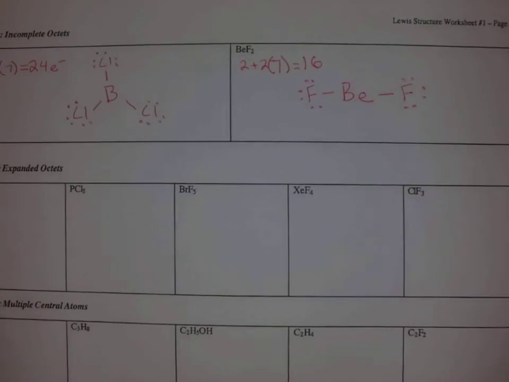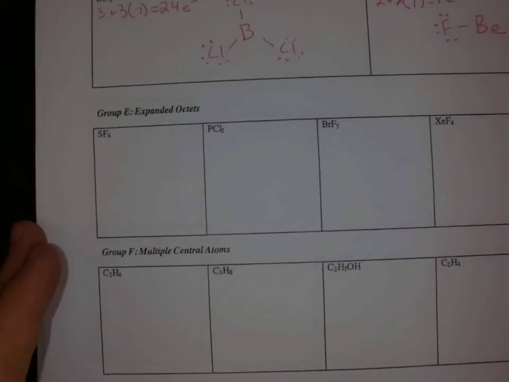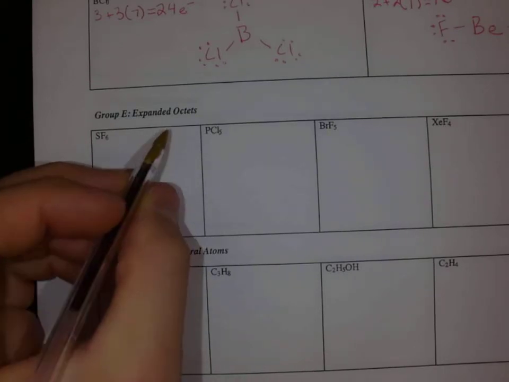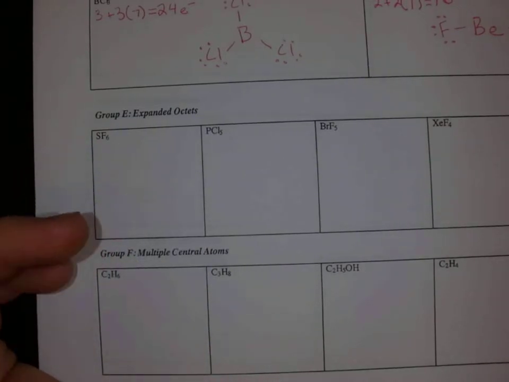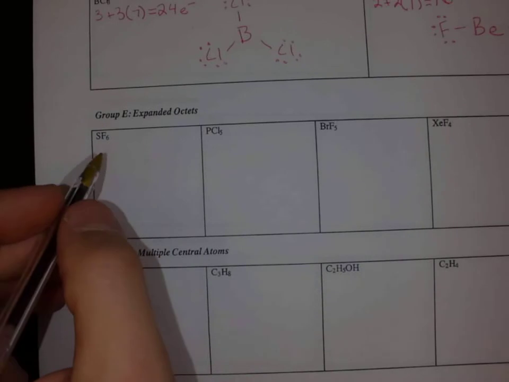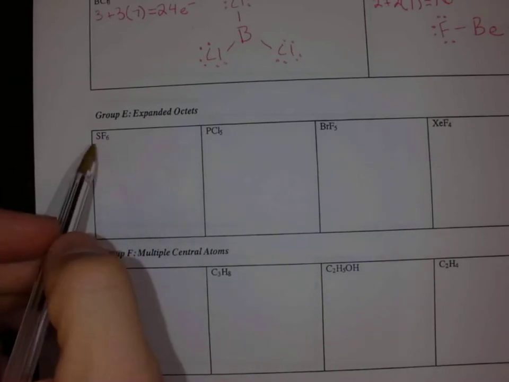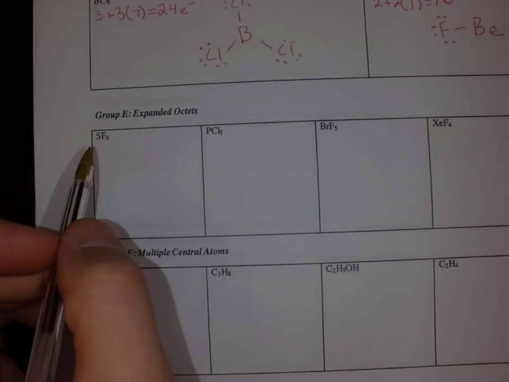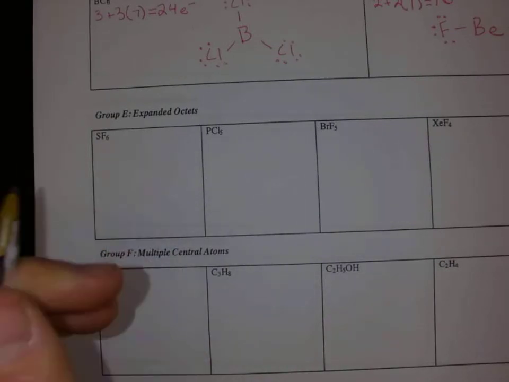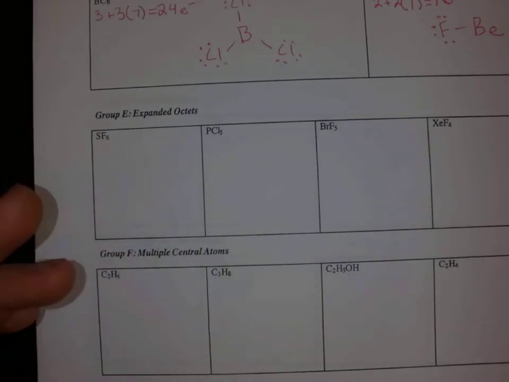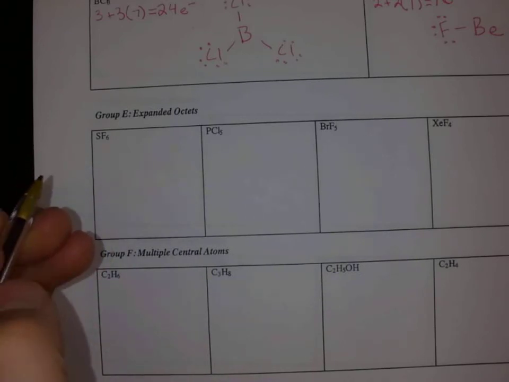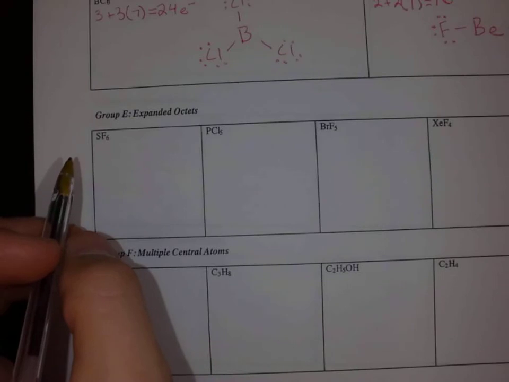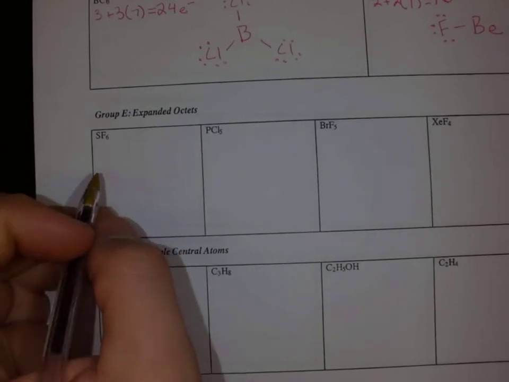All right, let's move on to our next row. Our next row is about our expanded octets. Sometimes, when we have lots of elements, we can force certain elements to form extra bonds. Normally, we can only form 4 bonds and have 8 electrons around an element. But sometimes we'll force that central atom to have extra electrons, and we'll talk about why that is in a second.